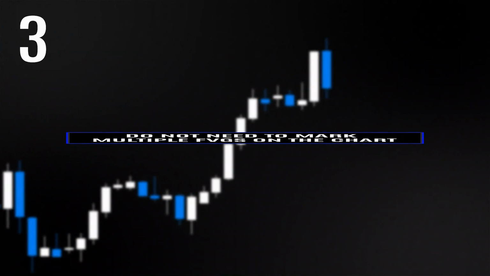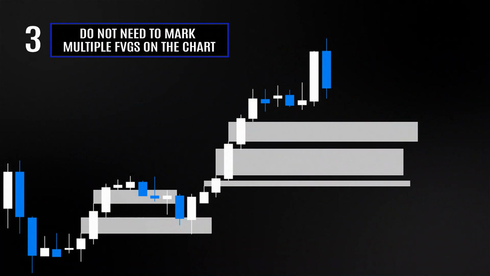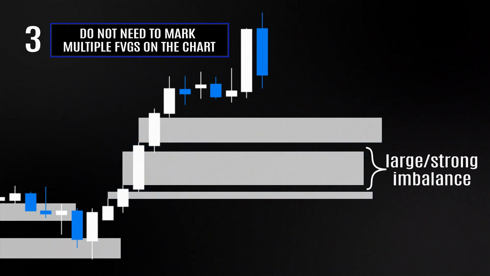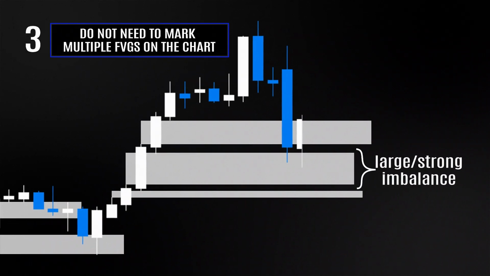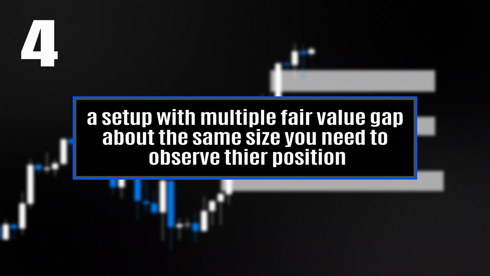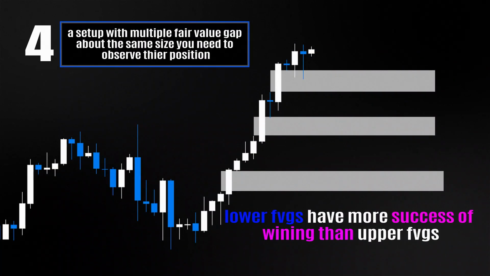Number 3. You do not need to mark multiple fair value gaps on the chart. Always prefer the bigger one, such as this. Bigger fair value gaps are much more effective than smaller ones, because a big fair value gap shows real imbalance, and is most likely to work like support and resistance in the market. The smaller fair value gaps have less imbalance and effectiveness. Number 4. If the sizes of the fair value gaps are the same, lower fair value gaps have more chance of winning than upper fair value gaps.